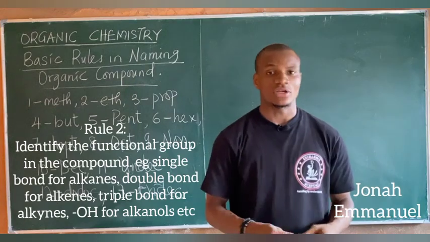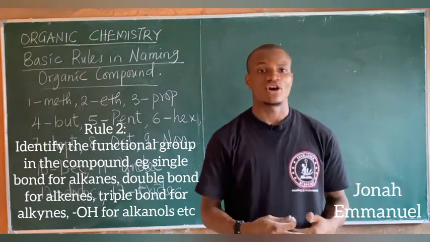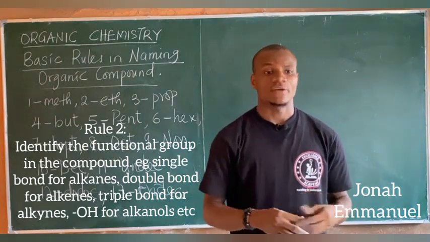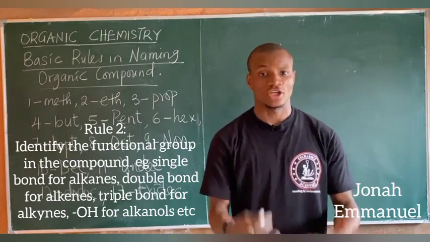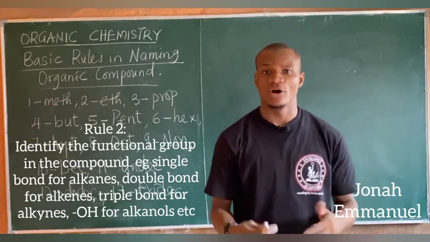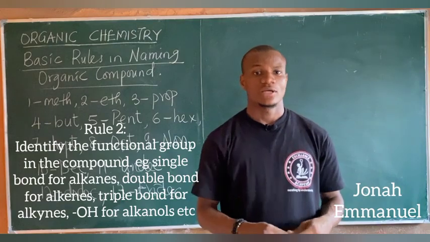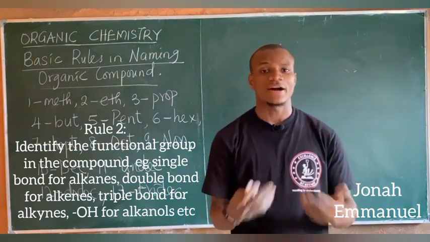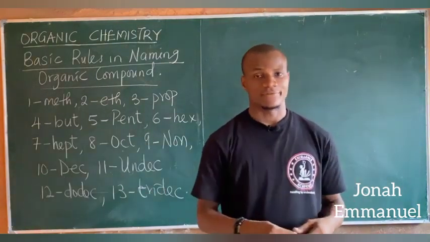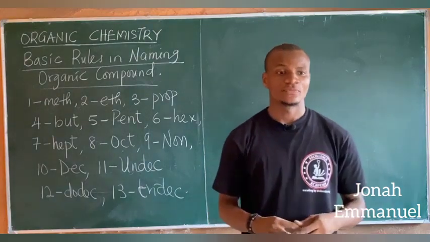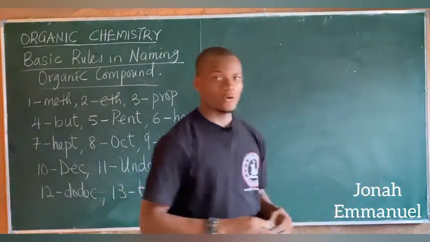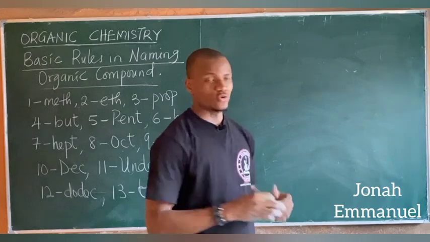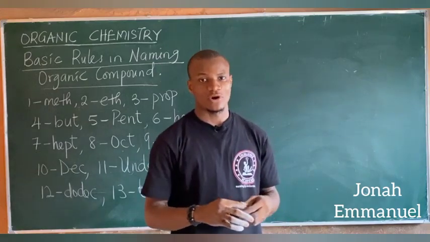For example, if it's just a single bond, it becomes an alkane. If it's a double bond, it becomes an alkene. If it's a triple bond, it becomes an alkyne. If it contains OH, it's called an alkanol. And then, what have you? Rule 3. Okay, before rule 3, let's use rule 1 and rule 2 to name a few compounds.